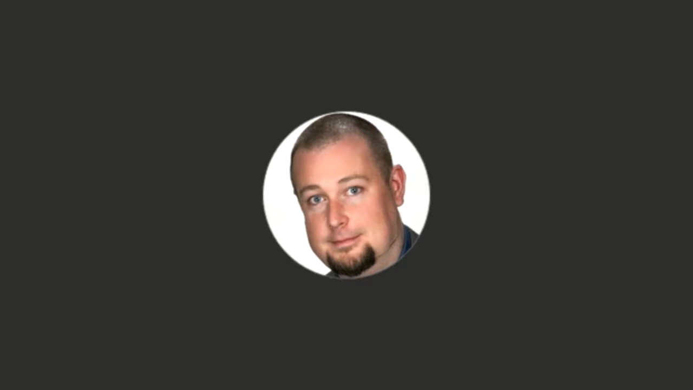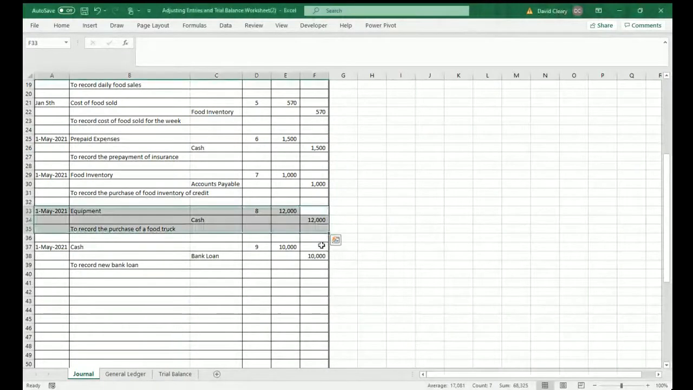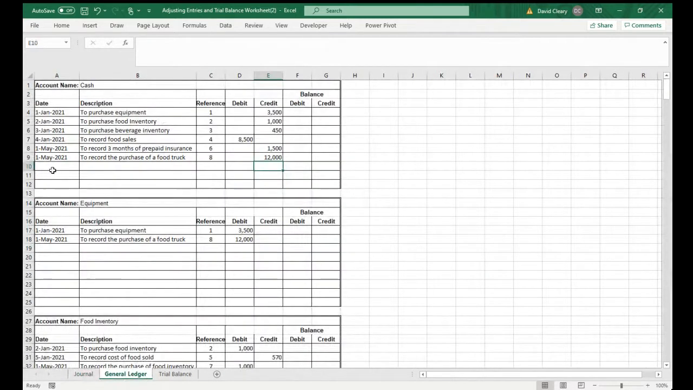So I'm sharing my screen again. There we go. So the last transaction that we're going to have to post to the ledger is the bank loan that we took out for $10,000, with a reference number of 9. So we're going to go to general ledger. We're going to go to cash because that was our debit. So we're going to May 1. Perfect. To record new bank loan. With transaction number 9. Perfect. And we're debiting the account by $10,000.